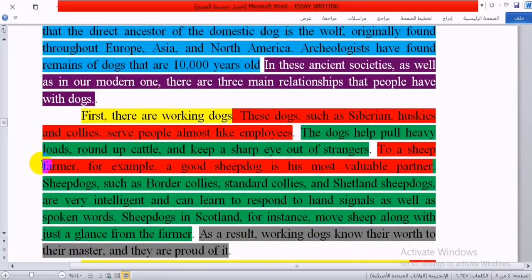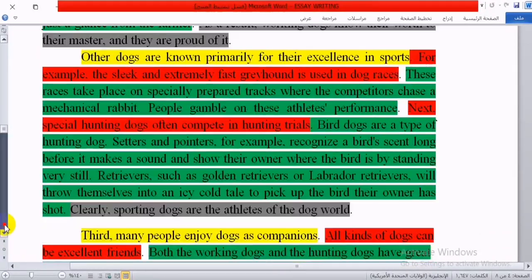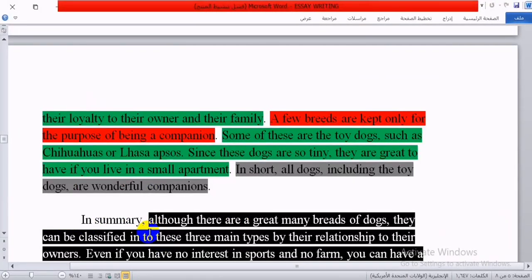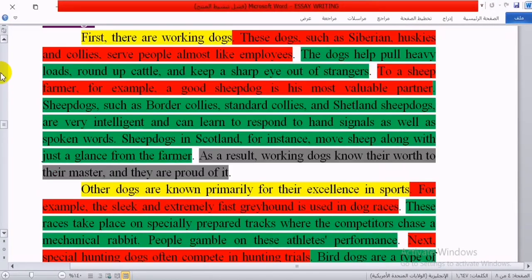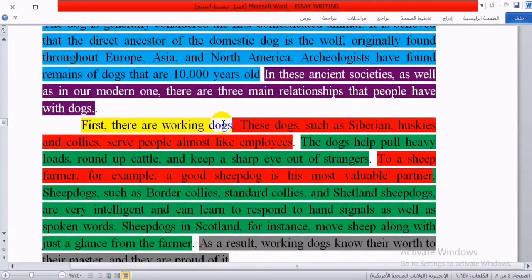This is the first one. This is the second. This is the third one. And finally we end our essay with a concluding paragraph. The sentence that is highlighted in yellow is the subtopic of the main topic. Each sentence in the paragraphs that is highlighted in yellow is the subtopic of the main topic.